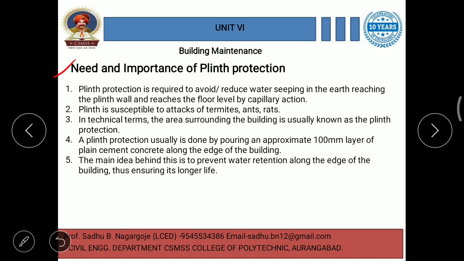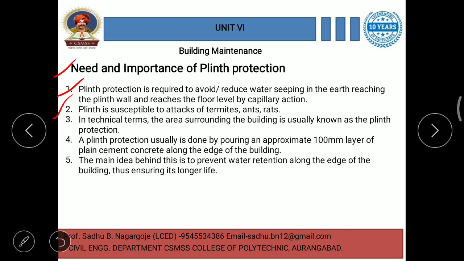So this DPC is done for the plinth protection and provided at plinth level. The plinth protection is required to avoid or reduce water seeping in the earth reaching the plinth wall and reaching the floor level by capillary action. Then plinth is susceptible to attacks of termites, ants, rats, etc.